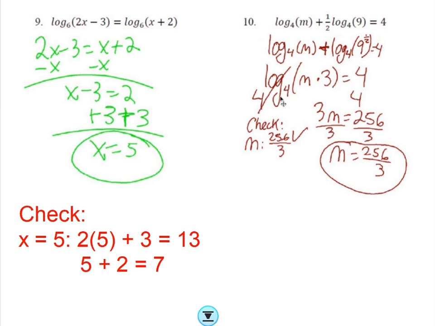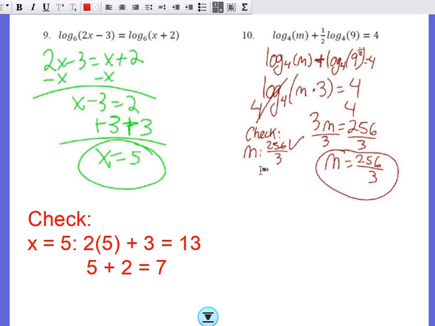So what we can do is we can drop a base of 4 on each side. So log base 4 and the exponential base of 4 here are going to cancel on the left. And so that's m times 3, or 3m. And then over here, 4 to the 4th is 256. So we are going to go ahead and just divide both sides by 3. 256 divided by 3, that is not an integer. We're going to leave it like that.